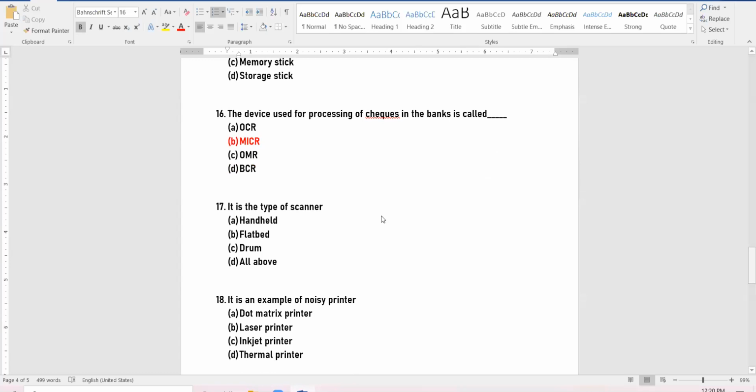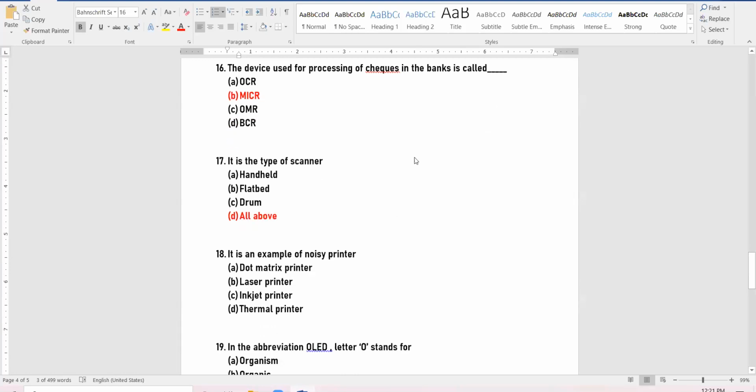Handheld, flatbed, drum, all above. So many hands are raised in all the questions. That proves all of you have understood the chapter. Very good response by 9C. Excellent. Yes, Lavanya. Sir, all of above. Very correct, Lavanya. All above. Very good.